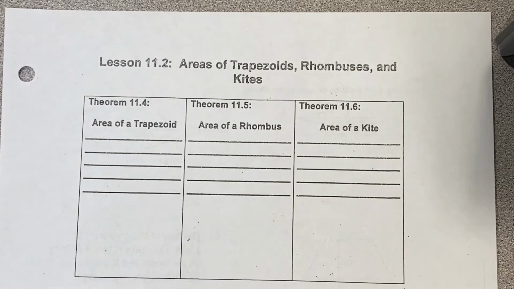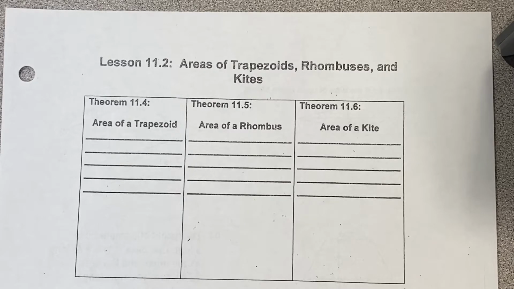Previously we looked at squares, rectangles, parallelograms, and triangles. Most of those formulas were base times height or some manipulation of base times height. Today we're going to look at the trapezoid, rhombus, and kite. Turns out two of these formulas are exactly the same. One is different, and the one that's different is another adaptation of base times height. So without further ado, let's jump in.